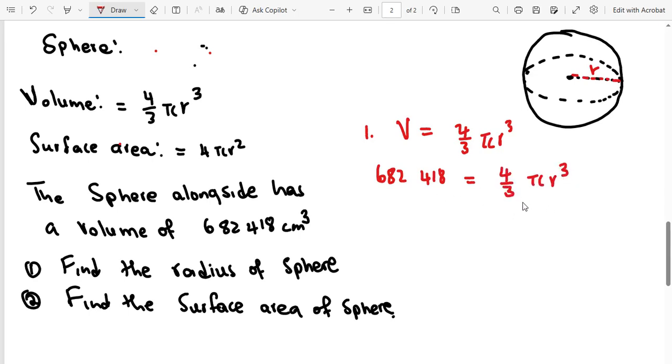Now let's isolate the r. Remember, this is just an introduction to a sphere, just an easy example. Then you'll see how they ask this in an exam on the next lesson.